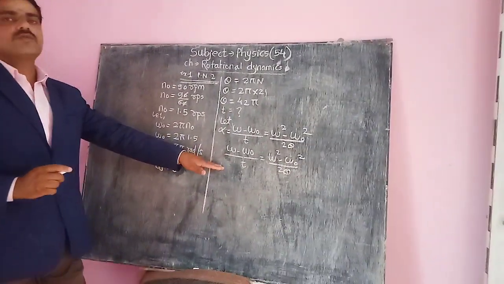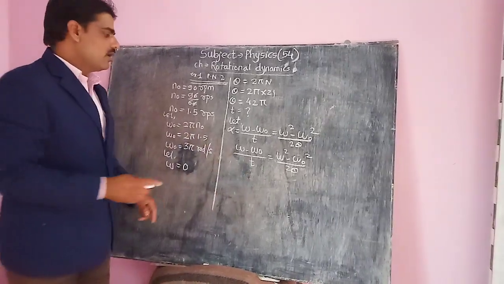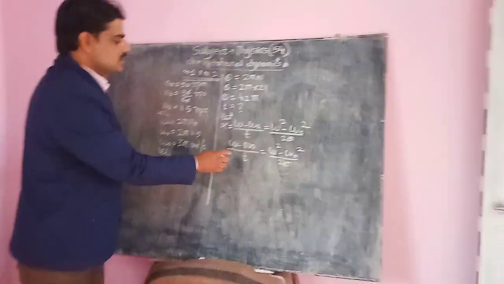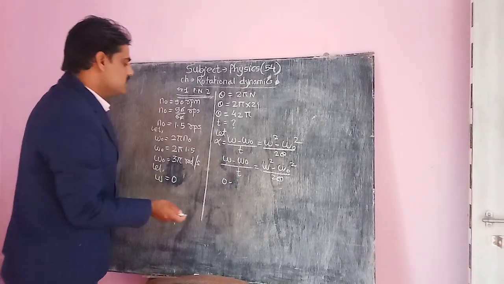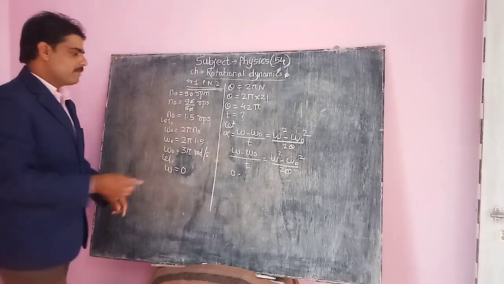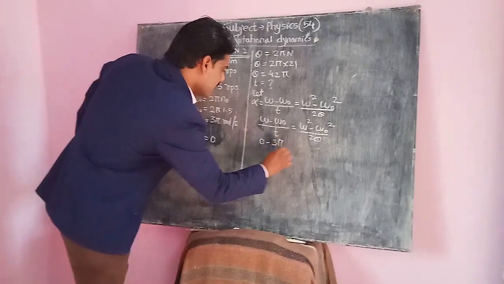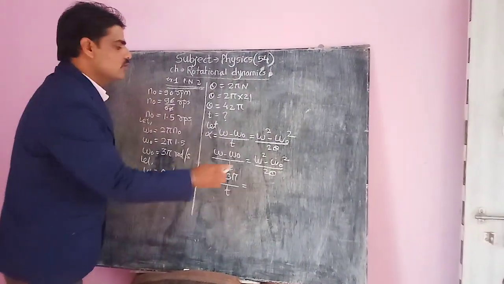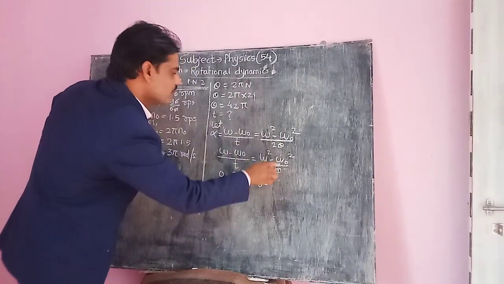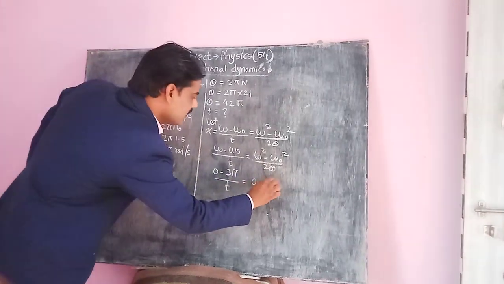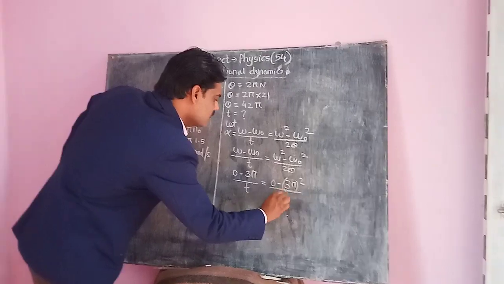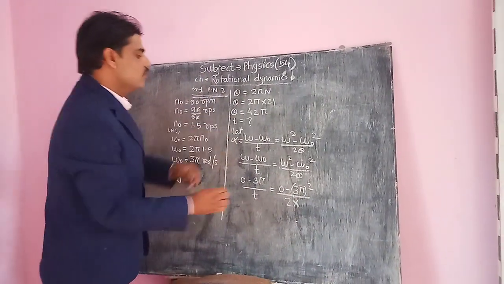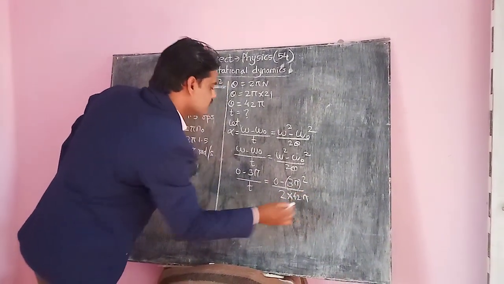By putting the values, we can calculate time t. We have to solve this. Value of omega is 0, so 0 minus omega 0 having the value 3 pi upon t is equal to omega square, that is 0, minus omega 0 square, that is 3 pi square, upon 2 theta, 2 into theta having the value 42 pi.